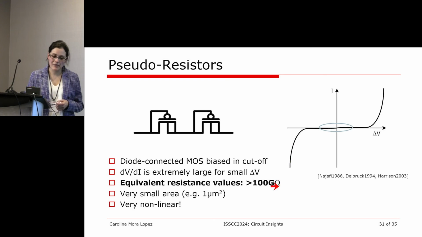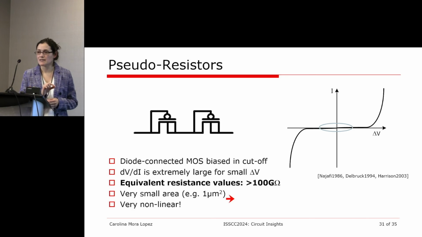So we can implement a resistor value that is higher than the 100 gigaohms, even a few teraohms. And what is very important and very beautiful, it can be done in very small area. We are talking here maybe even 1 square micrometer. And also you don't require any power, so it's very cheap in many ways.